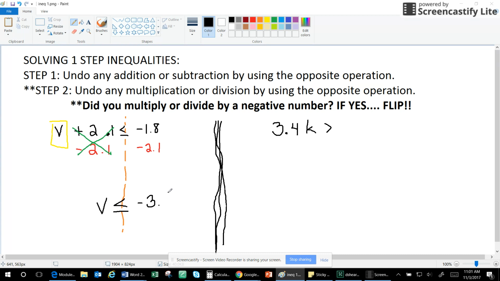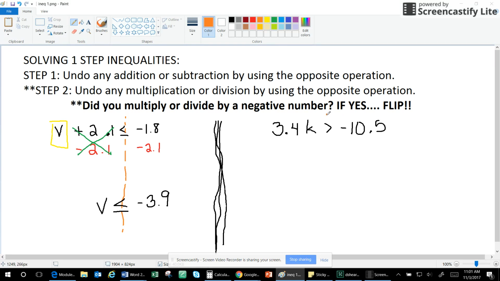And as always, with an inequality, I have to stop and think, did I ever multiply or divide by a negative number? And the answer is no. The only thing I ever did was I added or I subtracted a number. I never multiplied or divided by a negative number. Okay, let's look at the next one.